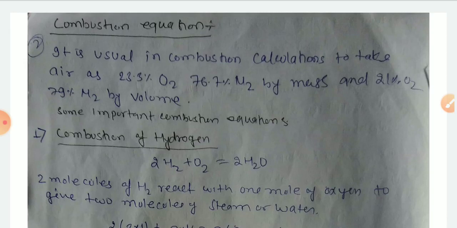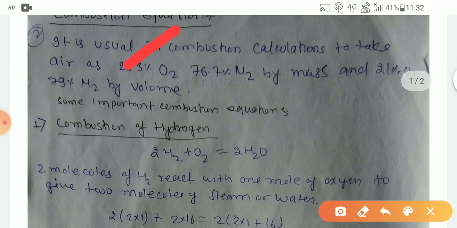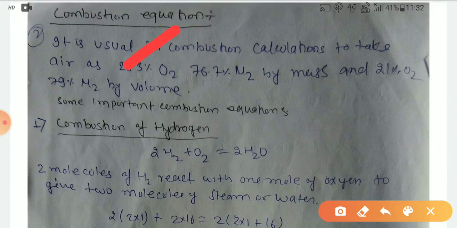You can remember one thing before going to the calculation for the combustion equation. Always remember that air is 23.3% oxygen and 76.7% nitrogen by mass. And if you are doing the combustion calculation on the basis of volume, then remember 21% oxygen and 79% nitrogen.